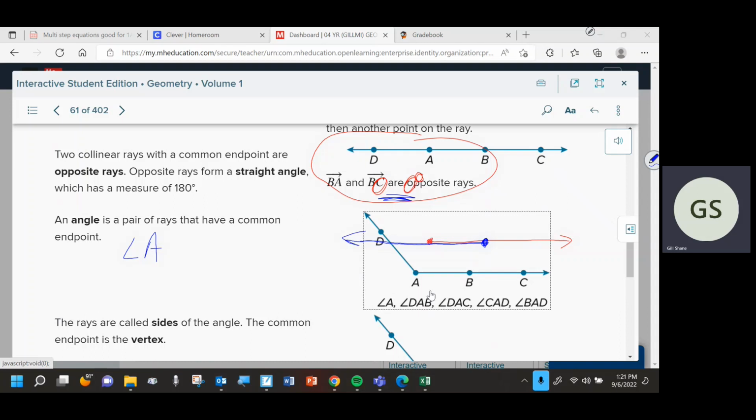I can't say BAC or CAB or anything like that. And the key is you'll notice the middle letter has got to be the vertex. You've got to put the vertex in the middle. So I could name it DAB, DAC, BAD, CAD. Doesn't matter which side I start on. The main thing is just that middle letter is the vertex. I'll do some of this as we go through. I'll name different angles and you'll see that, so I'm not going to spend a bunch of time on it.